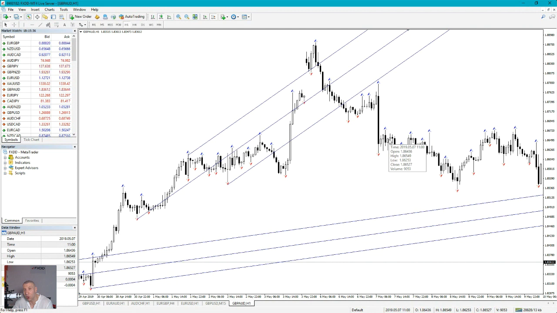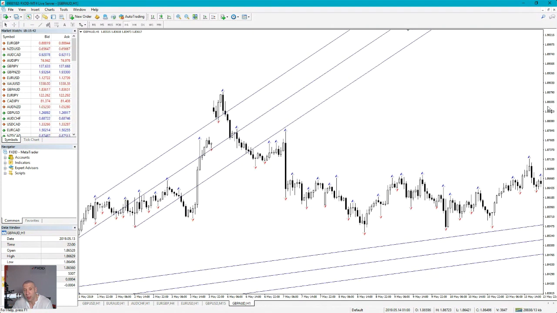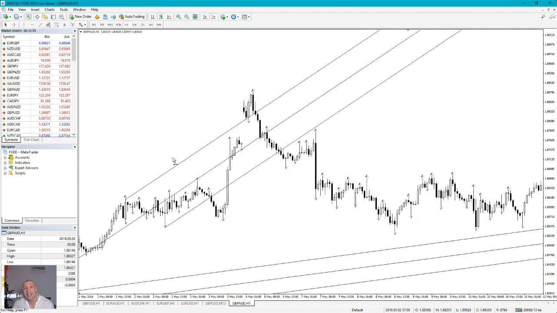Now the trend has changed here, so you need to redraw it. Okay, when trend changes, you need to redraw it. Again, these lines are good when price is contained, but some traders can also trade breakouts out of these channels. For confirmations, you can use the MACD indicator, you can use other indicators, but it's channel trading.